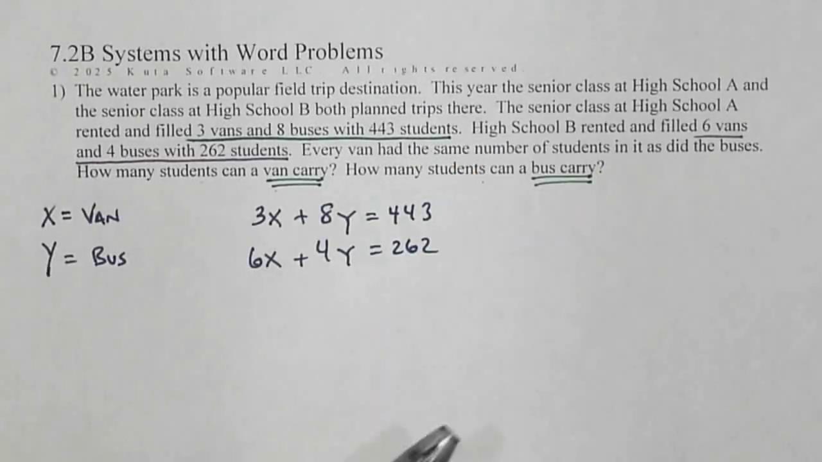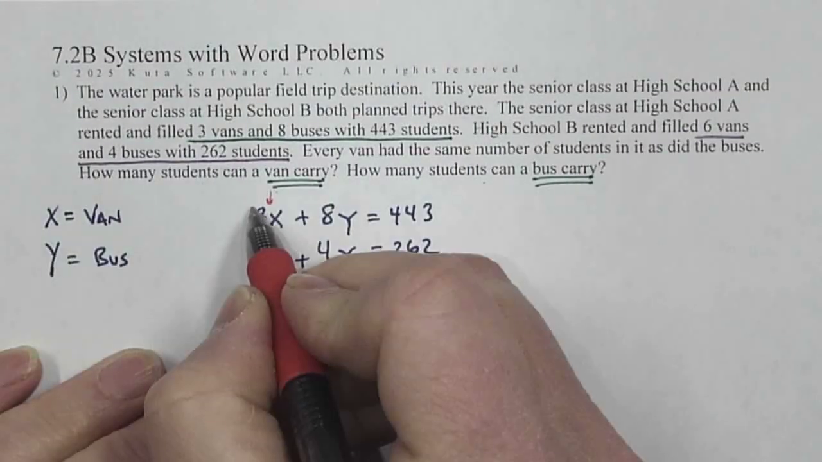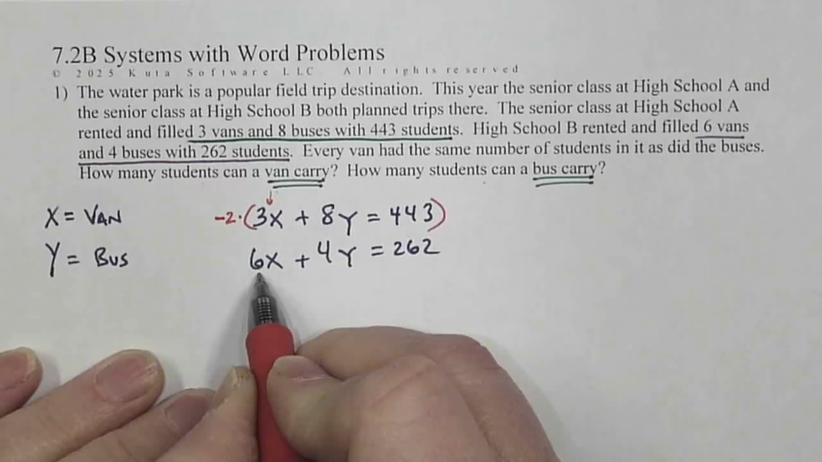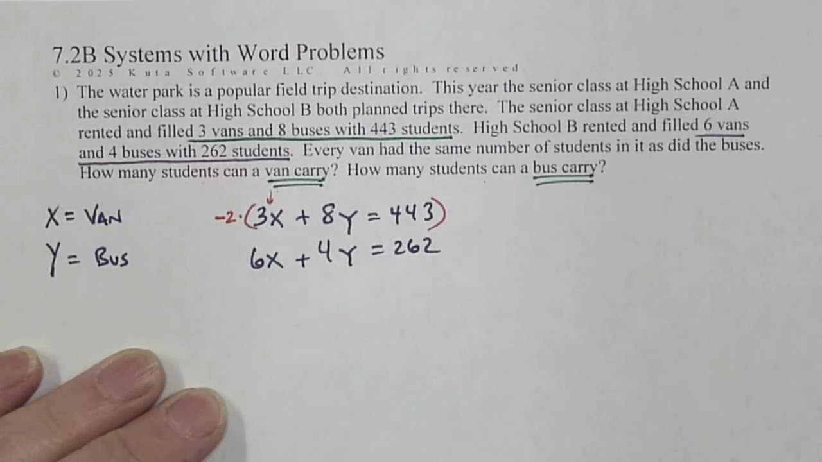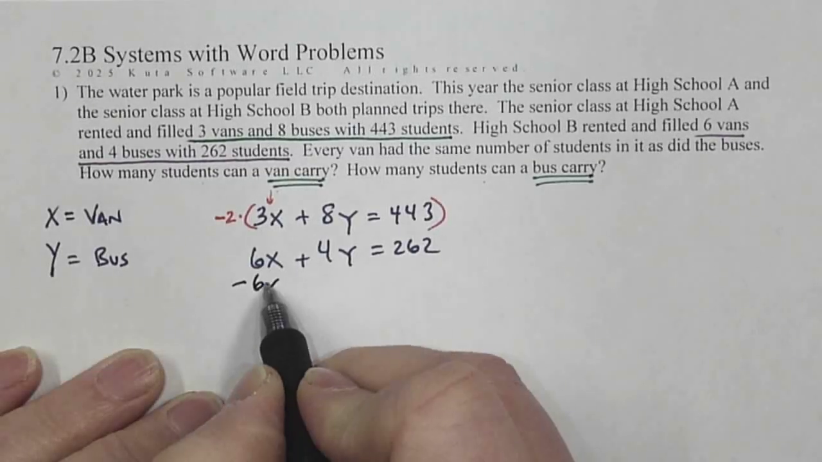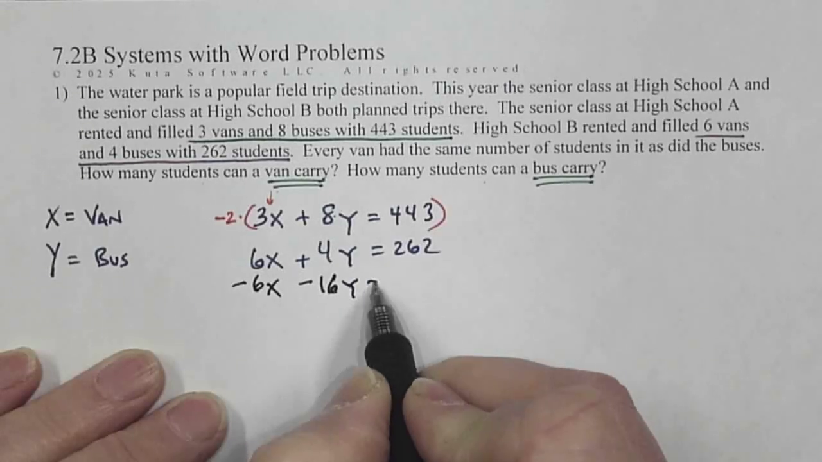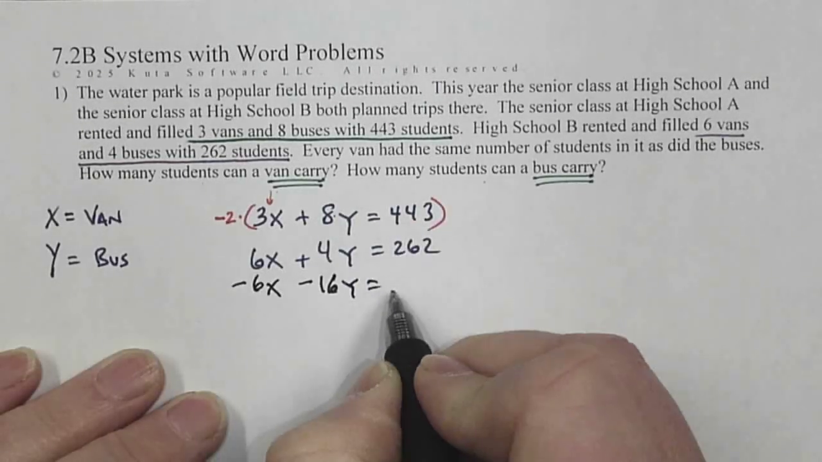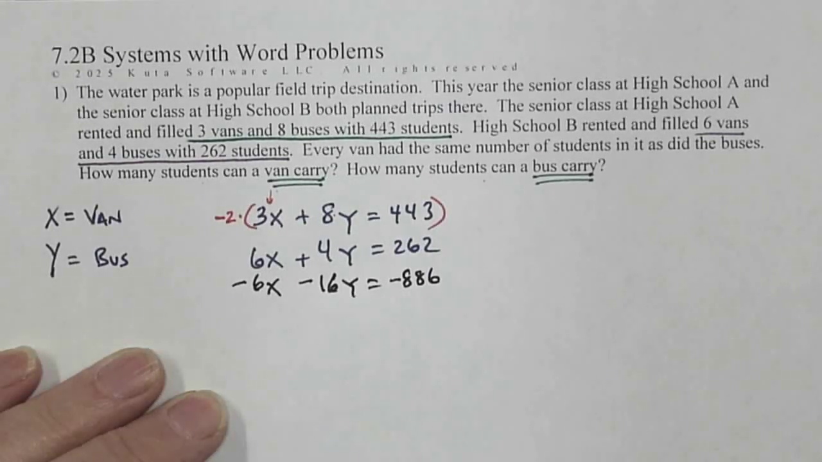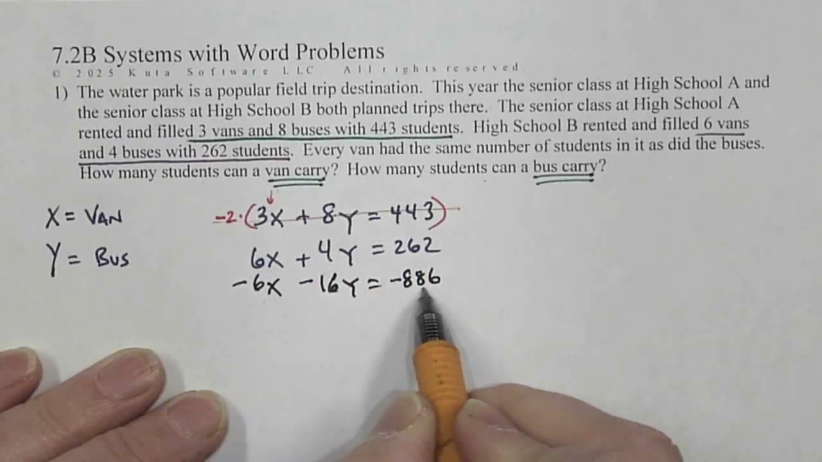I'm going to choose to get rid of X, and I'm going to multiply this one by a -2 so that I can get a -6 to go with my +6. So let's just write this below. -2 times 3 is -6x. -2 times 8 is -16y. And -2 times 443 is a -886. Whenever I do that, I tend to like to cross this one out because I just rewrote a new one.